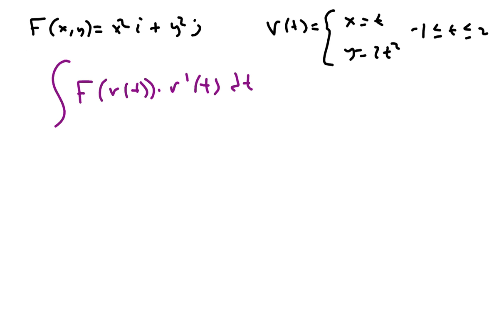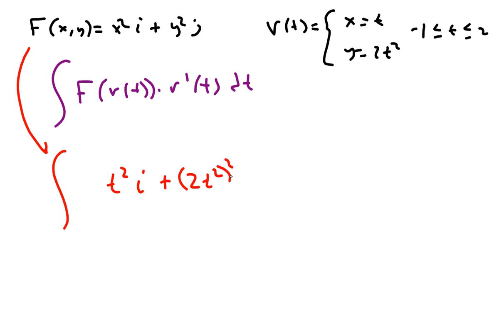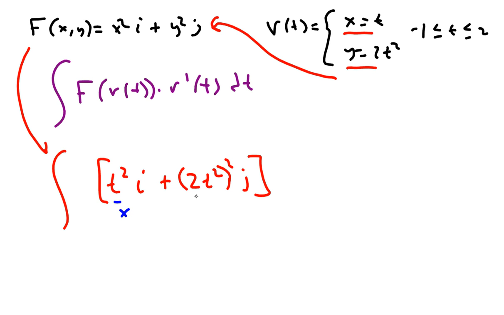Here we are. The integral of f of r of t is going to be t squared i plus 2t squared j. If there's any doubt what that's coming from, we're taking these two things and subbing them in wherever it says x and y. This is where x used to be, and this is where y used to be, in this expression up here. Then we do the dot product with r prime of t.